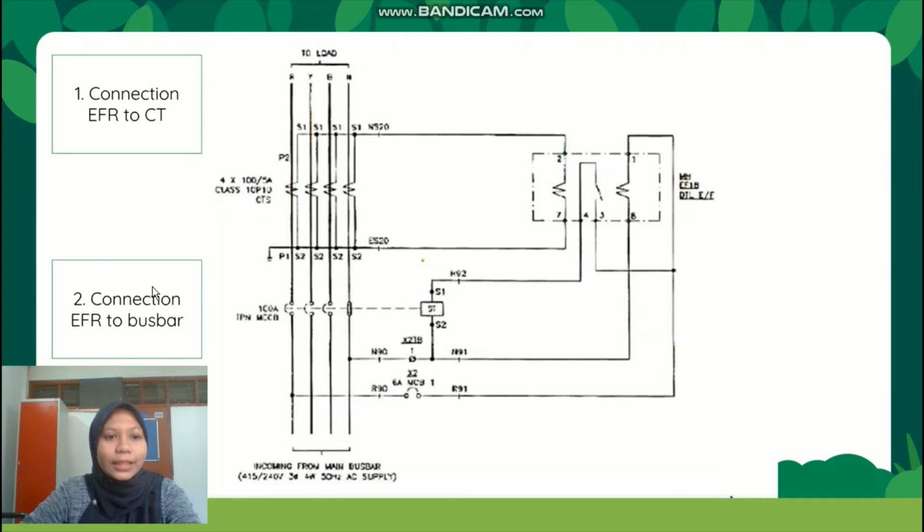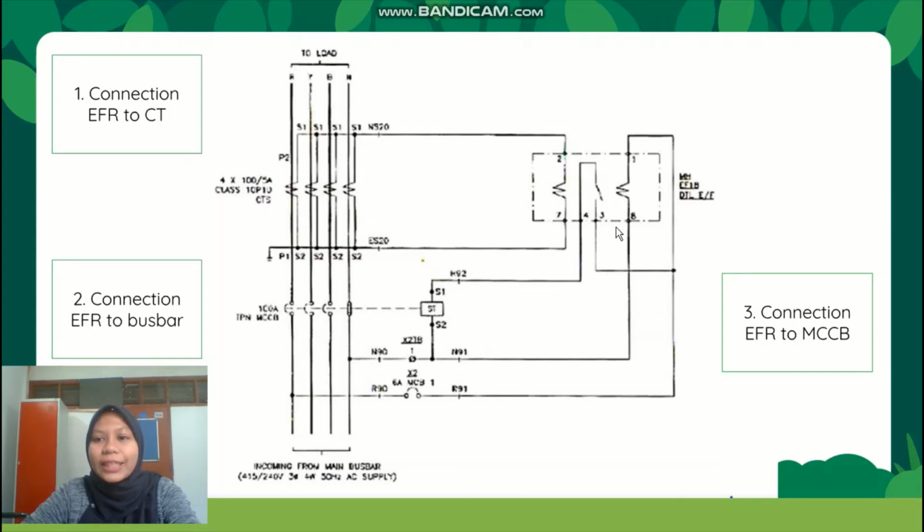Okay, second, connection of EFR to busbar. For the connection of EFR to busbar, pin number 1 is connected to the red phase of the busbar, and pin number 8 will connect to the neutral phase of the busbar. Okay, for connection of EFR to MCCB, basically pin number 3 is connected to the auxiliary supply, while pin number 5 is also for the EFR switch but connected to the neutral.